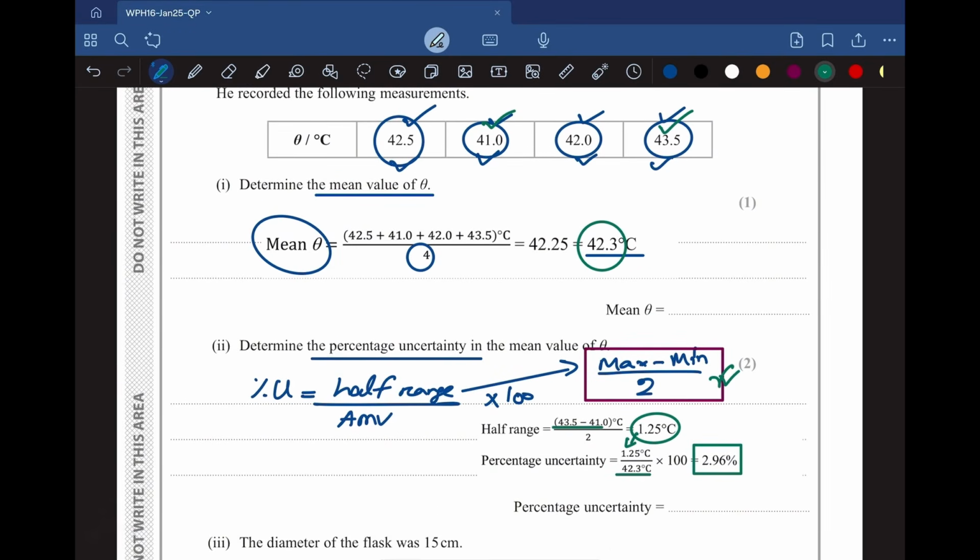Here you will have to write your final answer in either 1 significant figure or 2 significant figures. The percentage uncertainty values should always be in 1 or 2 significant figures. I always tell my students to write the percentage uncertainty in 2 significant figures, so we will write our answer as 3%. You can write it as 1 significant figure as well, because the mark scheme allowed 1 significant figure.